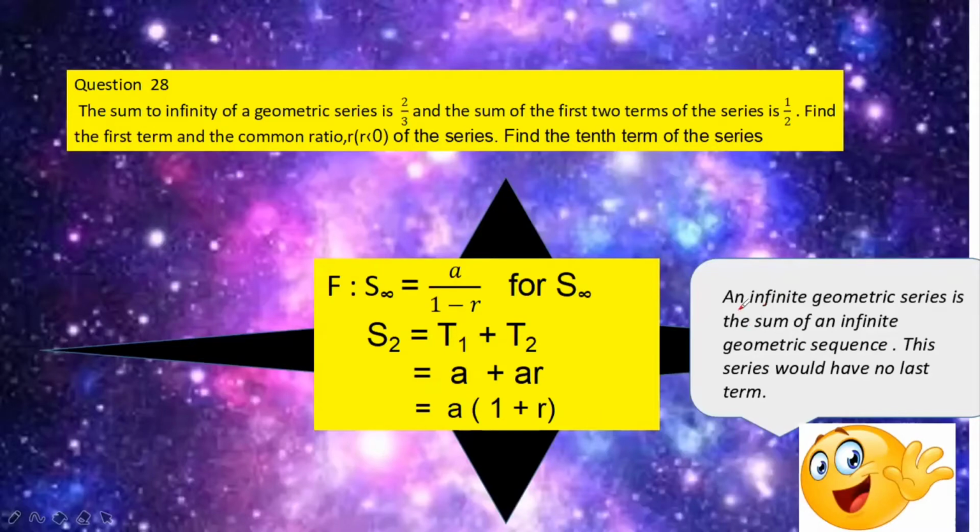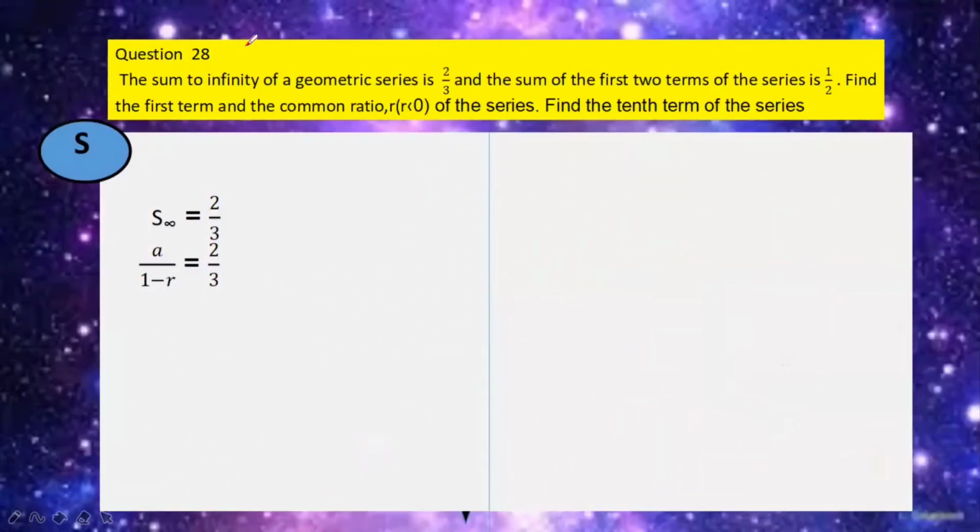Okay, in this case, we have sum to infinity. What is that? An infinite geometric series is the sum of an infinite geometric sequence. What does it mean? This series will have no last term. For example, in this case, the sum to infinity, we don't know the last term. But for the sum of the first two terms, we know the last term as T2. So, T1 plus T2.